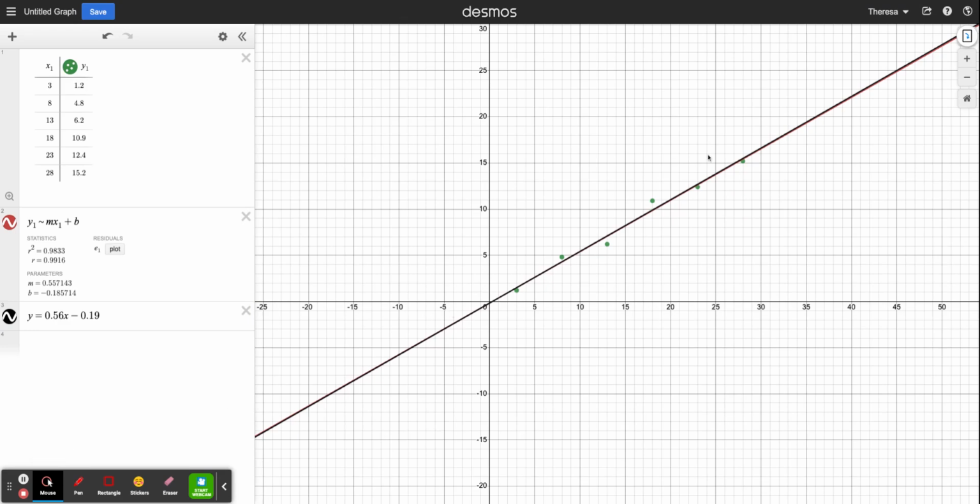So that means that the point 30 is our x value, and 16.61 is going to be our answer for the y value. So you just go put that in. Good luck.